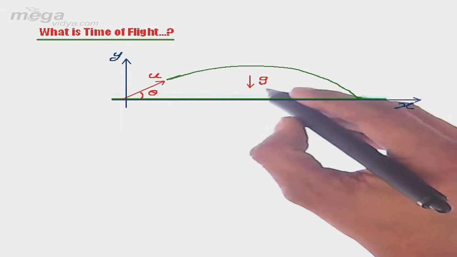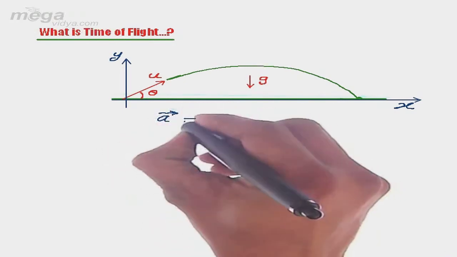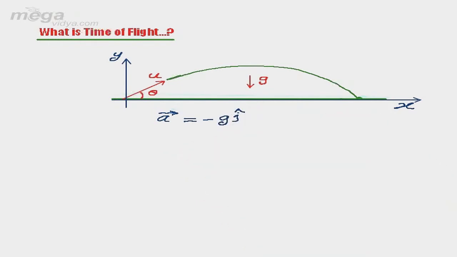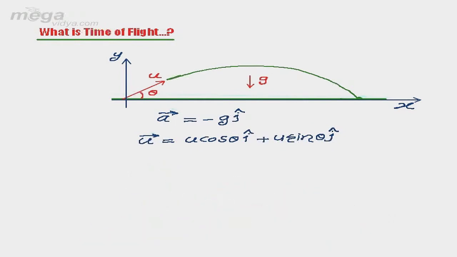We know that the acceleration of the particle is towards the negative Y direction. So if we want to write its acceleration in vector form, we will give it as vector a equal to minus g j cap. The velocity of the projectile can also be represented in vector form as vector u equal to u cos theta i cap plus u sin theta j cap.